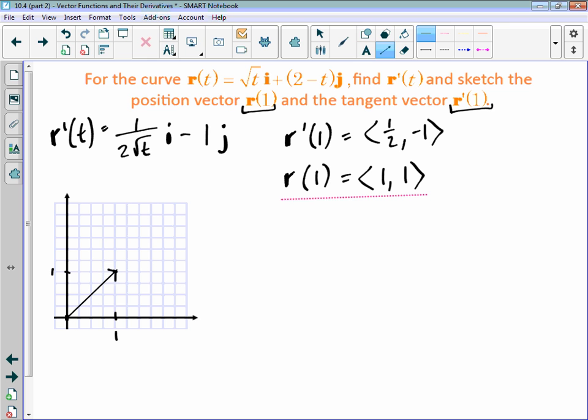Then start at that spot and do the second piece, the derivative. So we're going to the right how much? 1 half, so that's 2 blocks here, and we're going down 1. Okay, so it's going to end here and sketch in that one.